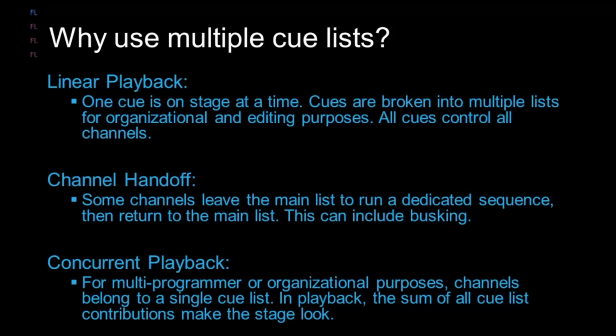And then there's also concurrent playback, and this is the way that a lot of very large commercial events in theater tend to work, where we have multiple programmers. This really is for organizational purposes. With certain time constraints, a rig can be too large for a single programmer, so we can break up portions of the rig and put them in a dedicated cue list that a programmer has control over. And then when we go to playback, the sum of all those cue lists is what actually makes the stage look right. So we'll dig into that a little bit.